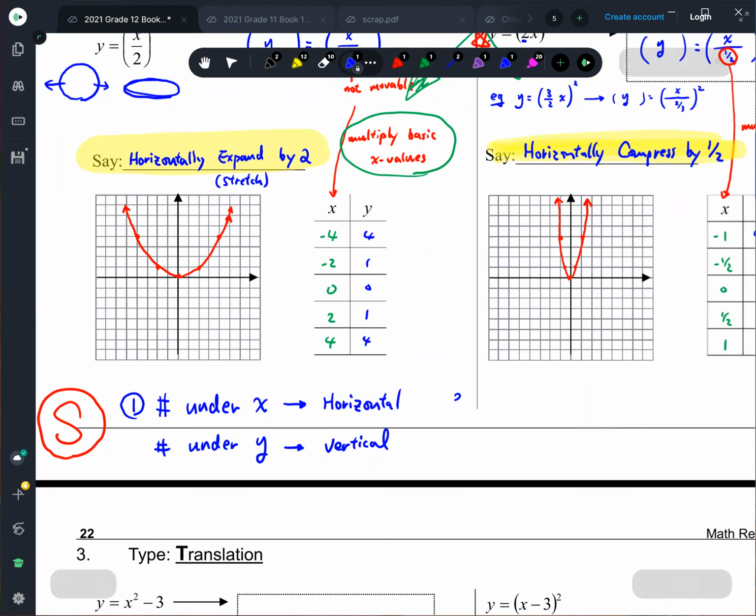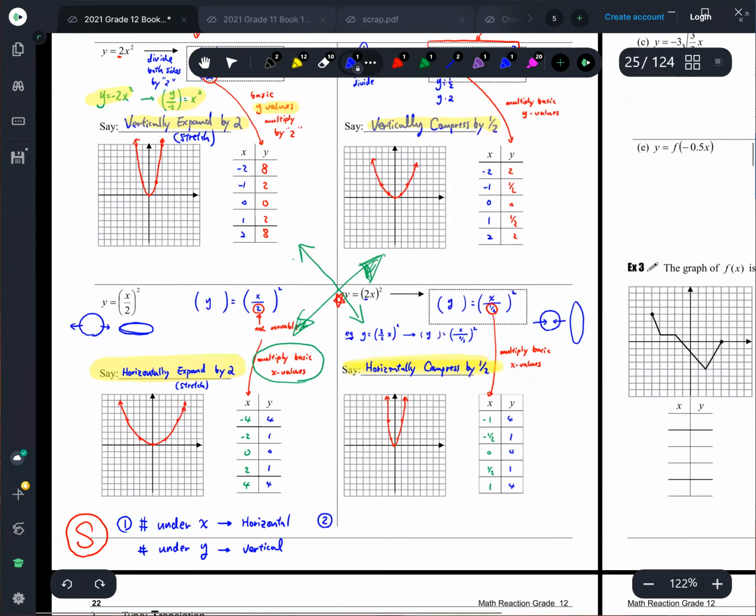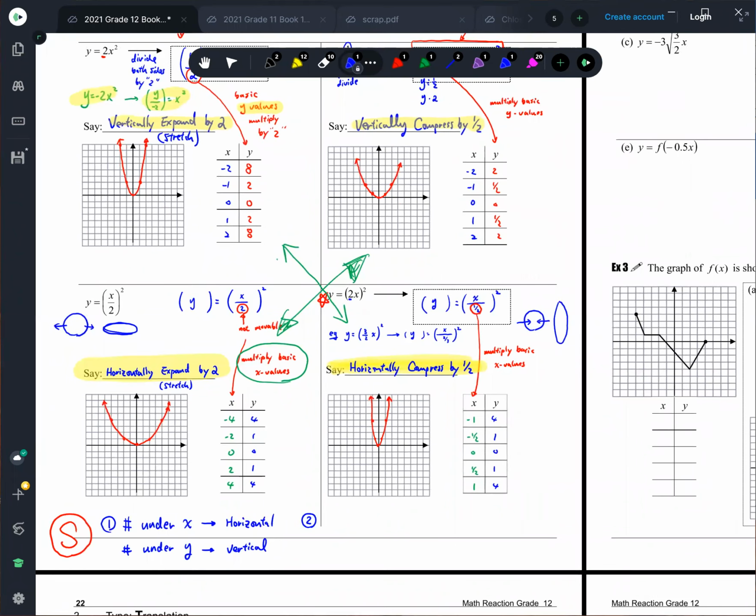Second rule is to talk about whether it's expand or compress. Okay, so we have some questions that are expanding, some that are compressing. How do I know if we get an expansion or compress? Okay, Jenny, what do you think? What will be the rule to tell if it's expand or compress?